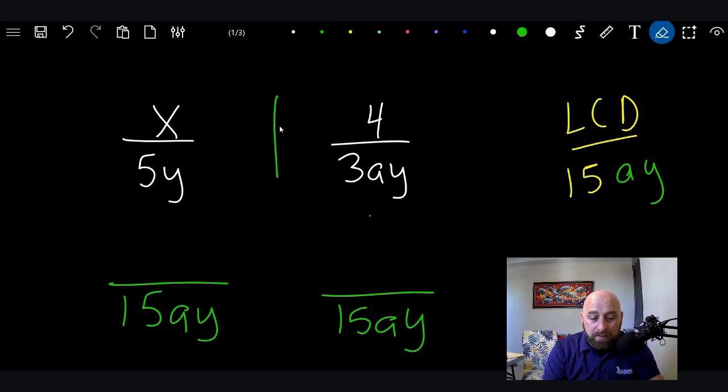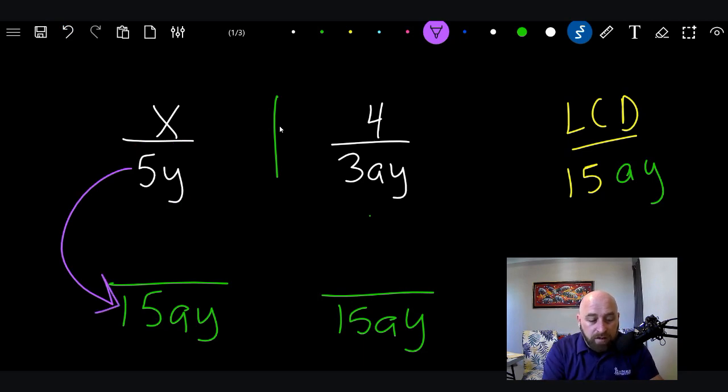Now, this is what I like to do personally. For this one right here, I like to say, okay, what did I need to multiply to this to get that? And you say, okay, I needed to multiply a 3 to get that. 3 times 5 is 15. I needed to multiply an A to get that. A times 1 is A. And then I didn't have to multiply the Y by anything. The Y was already up there. So I had to multiply 5 times 3 and Y times A to get my 15AY.